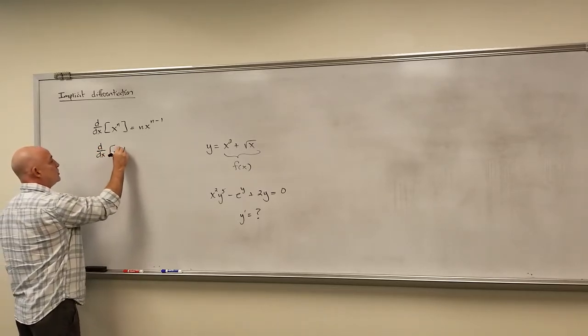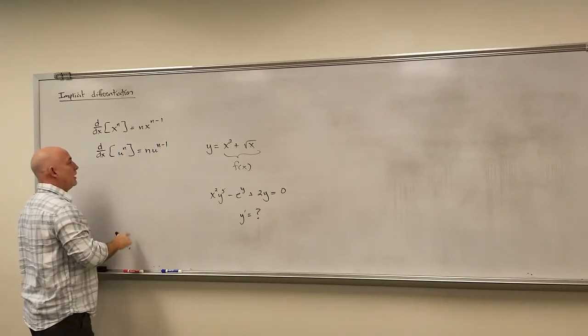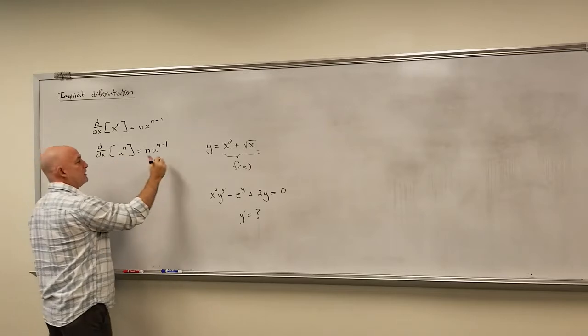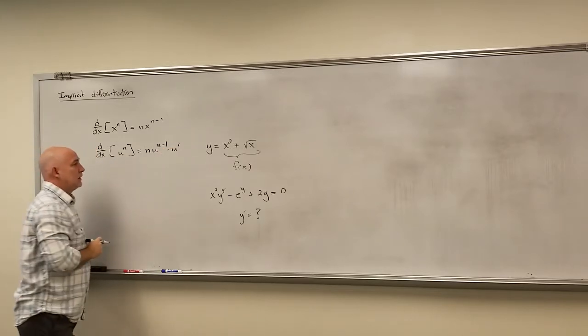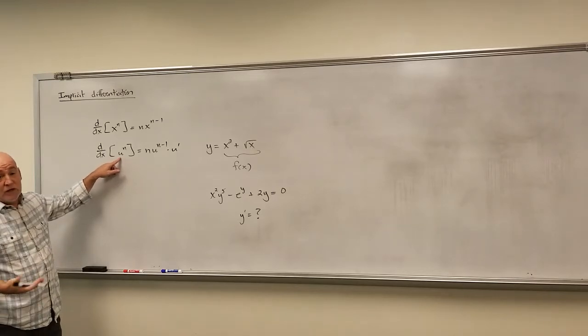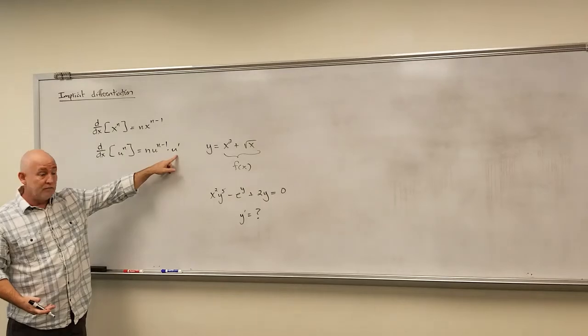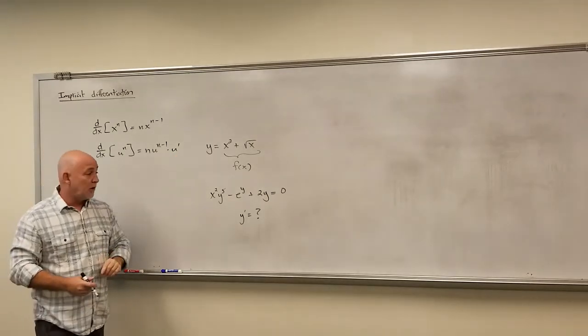And we said if it's u to the n, the derivative would be n u to the n minus 1. But then we got to take the derivative of the inside, so we multiplied by u prime. Now here we were saying u was some function of x, but we didn't know what it was. But we did know we had to multiply by the derivative of that. Well, the same thing's going to apply here.